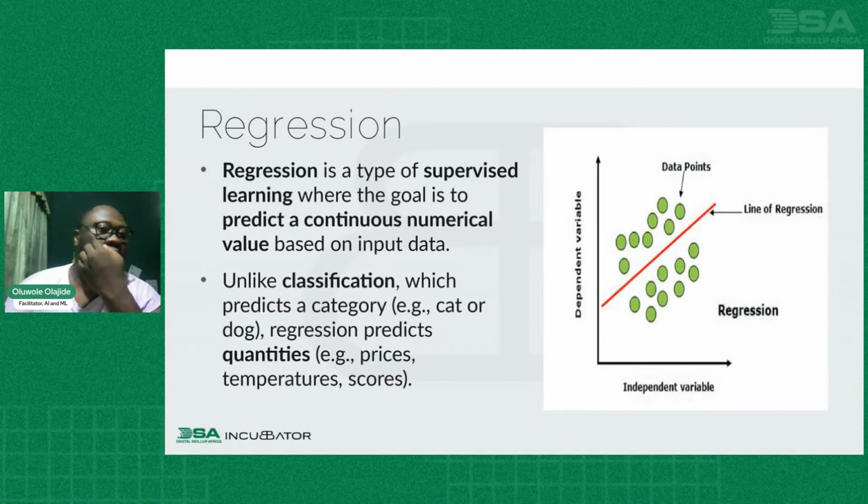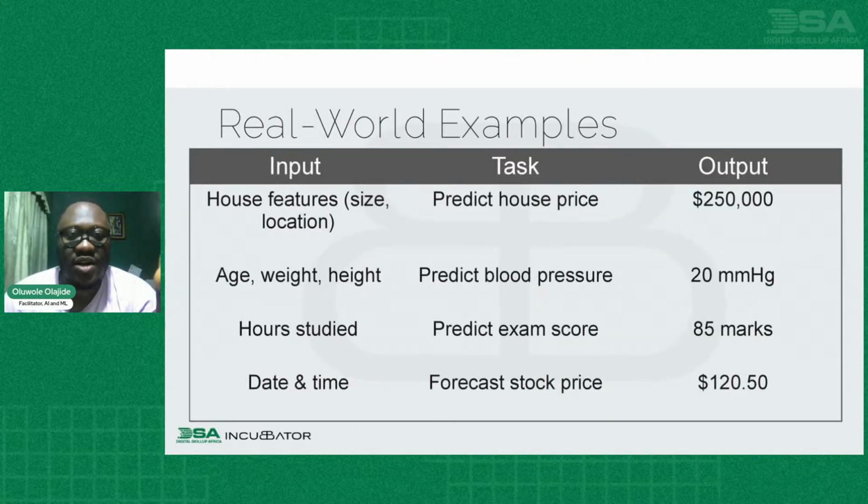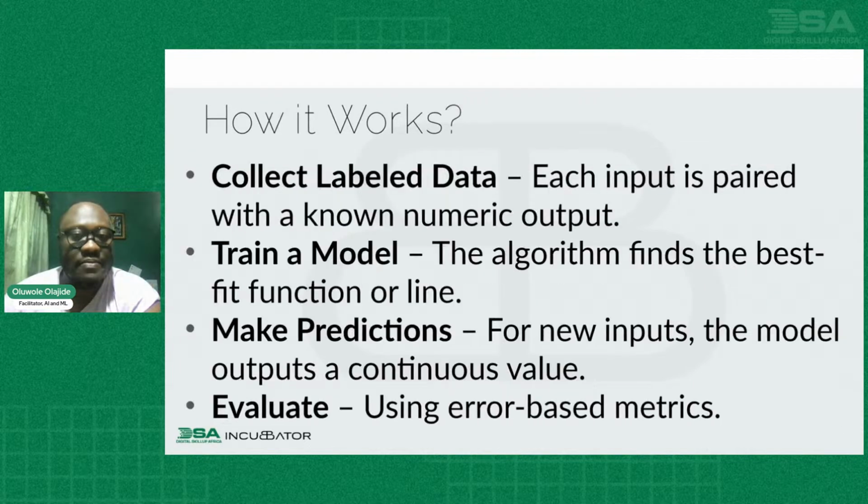Then we went to regression also, which is a type of supervised learning also. Then we talked about this more with predicting quantity rather than classification that predicts categories. One of those things we spoke about were prices, temperature, or scores. So look at them. These are things you can do with regression analysis. You can predict your house prices, your blood pressure, exam score, or forecast stock price.